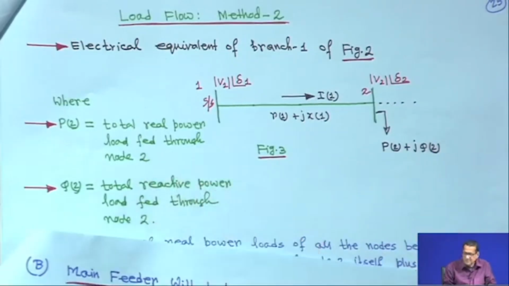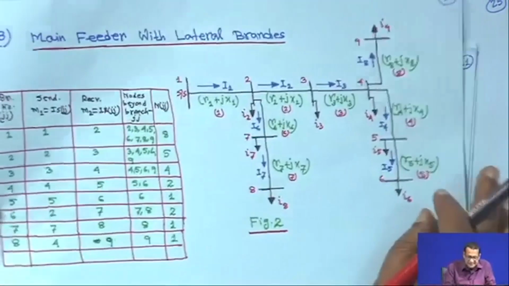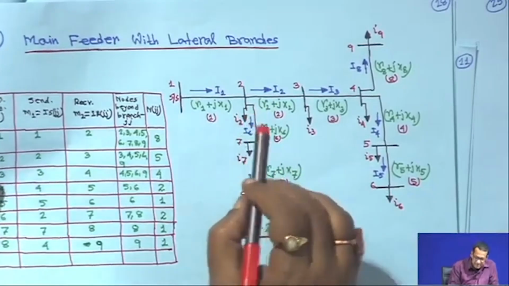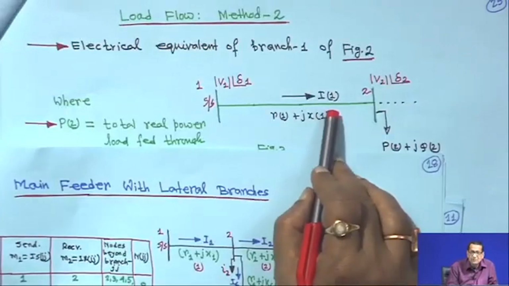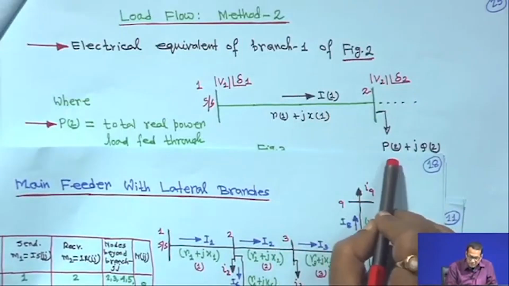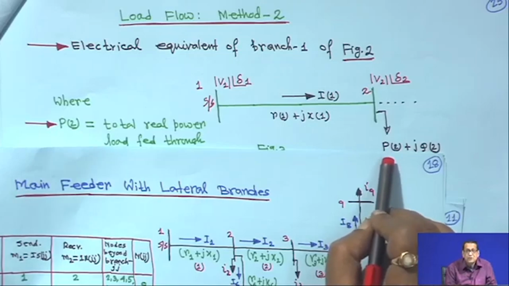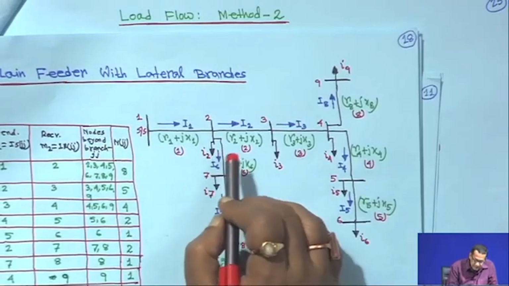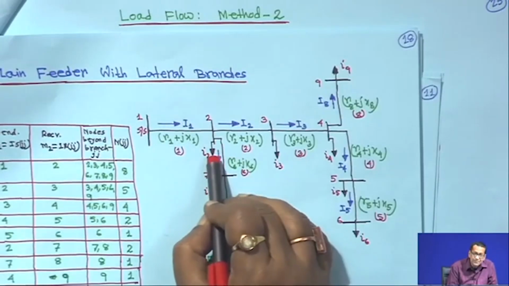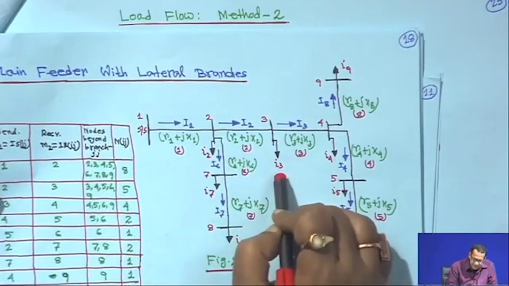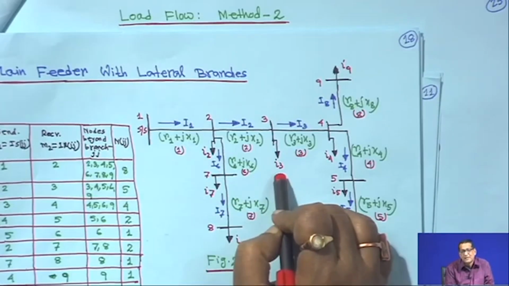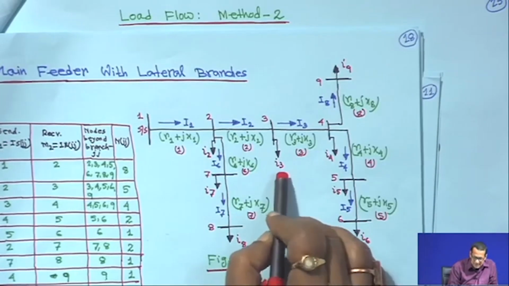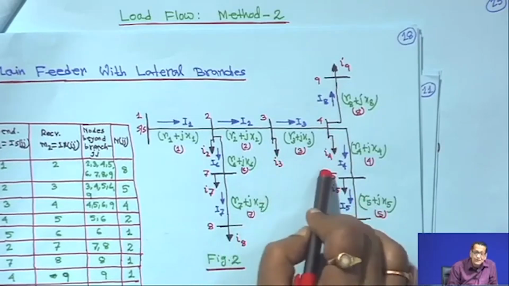Before coming to this explanation, I will explain what P2 and Q2 mean. If you see this is branch 1, then what will be P2? P2 will be the total real power load fed through this node 2. That means P2 will be the load of this branch. Here I am showing I2 current, but everywhere load is there, PL2 plus JQL2, then PL3 plus JQL3, which I showed earlier in the main feeder case. Here space is a problem and it will become clumsy, so I have just written PL3, QL3, PL4, QL4.